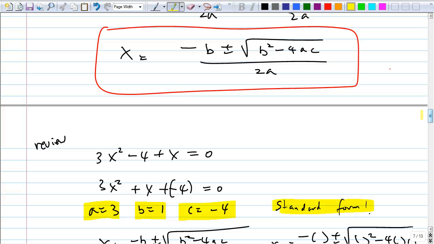X equals negative b plus or minus square root of b squared minus 4ac all over 2. X equals negative b plus or minus square root of b squared minus 4ac all over 2. One more time. X equals negative b plus or minus the square root of b squared minus 4ac all over 2.